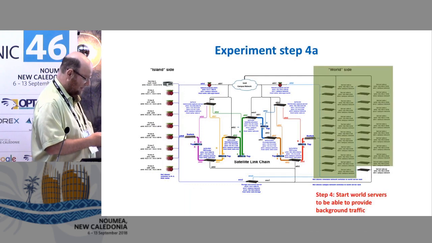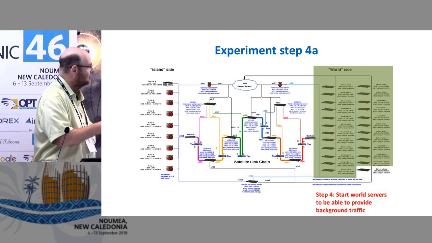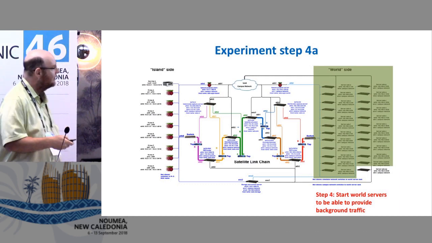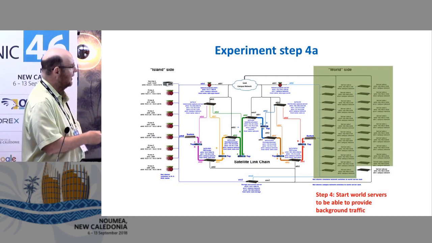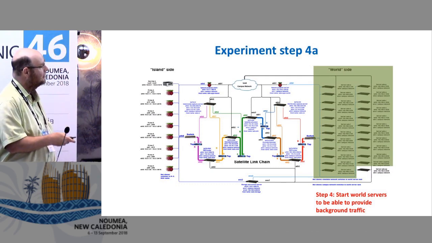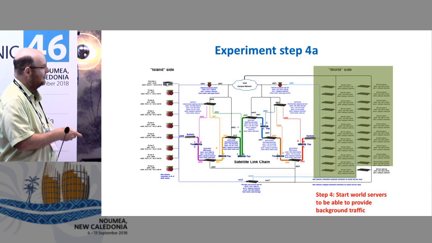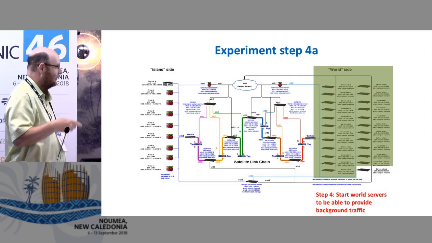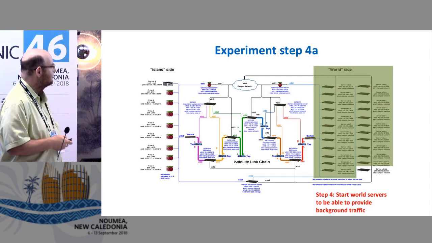Once we're done with this, what basically happens is we start up the world servers. They're now ready for operation, and we configure each of them with a different latency to the satellite chain. So we get the latency profile that we want to run.